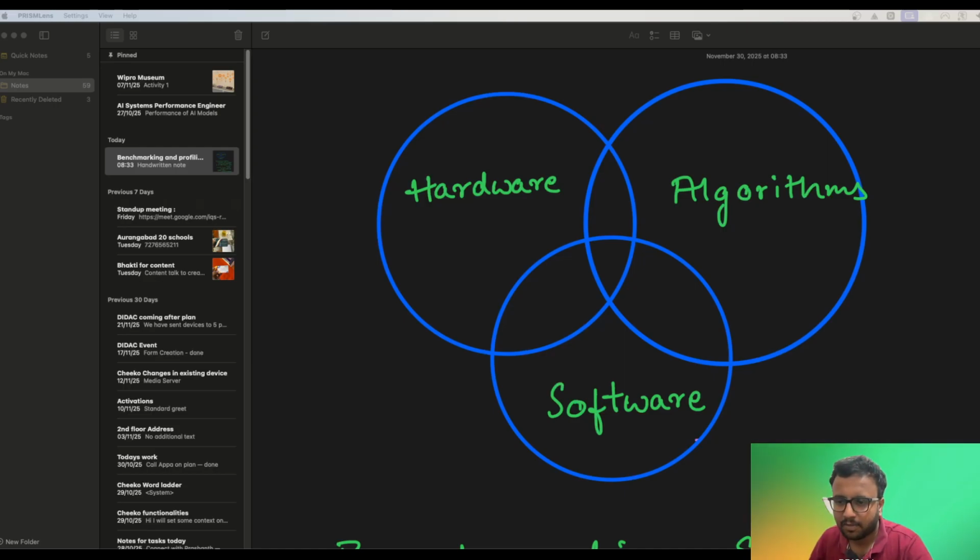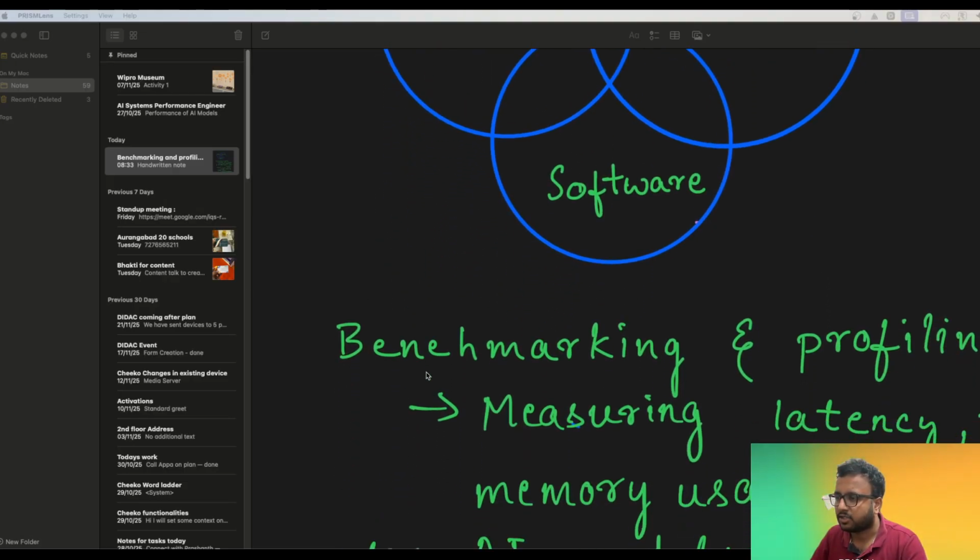...of AI performance engineering, where I will be explaining what benchmarking and profiling are and how they will be useful for an AI performance engineer. The first thing is, you should be very good, or an expert, in hardware, software, and algorithms. It's a combined level of skill which he needs to understand.